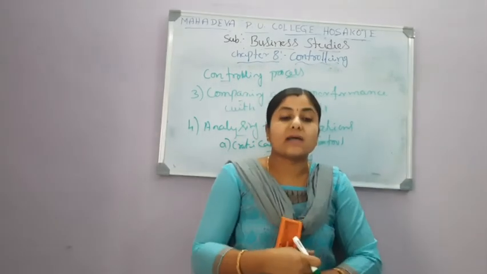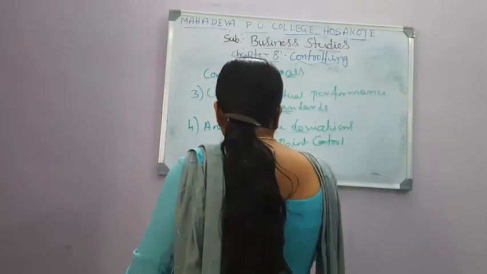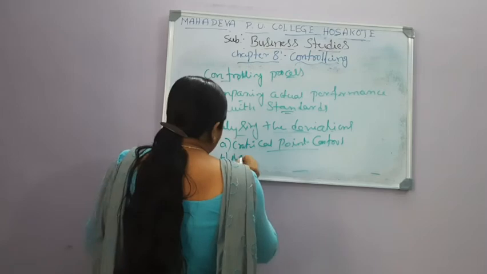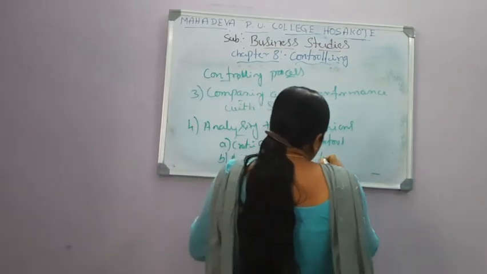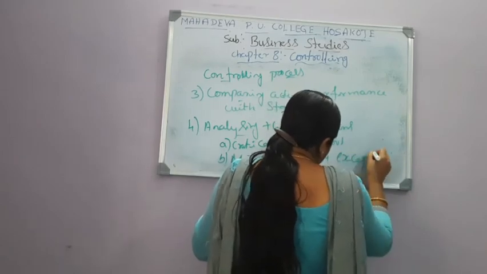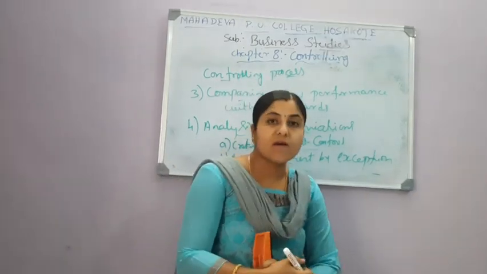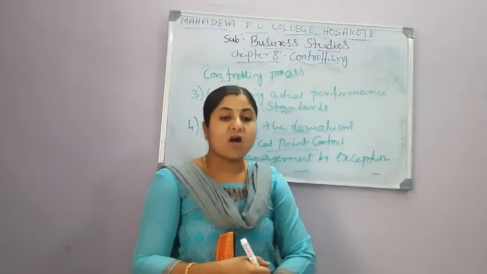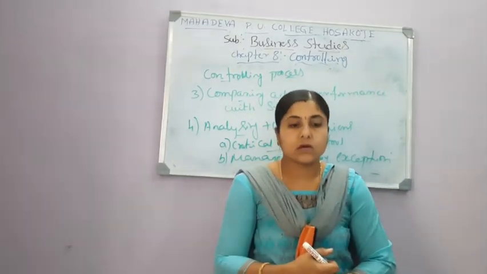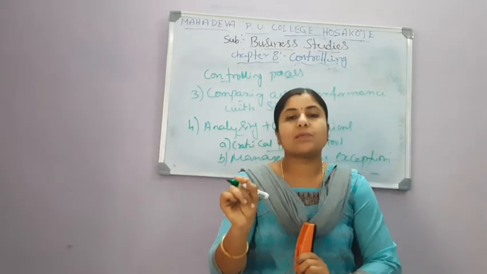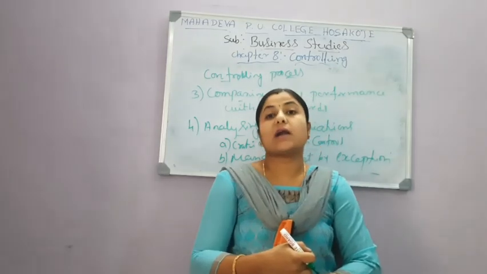Another one is management by exception. The next step to be followed is called management by exception. This is also one step that should be followed by the manager. It is often referred to as control by exception. It is one of the important principles to be followed in management, in the controlling system.